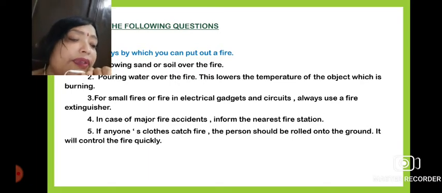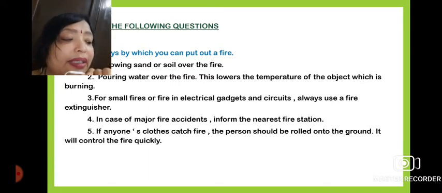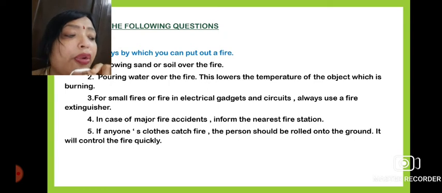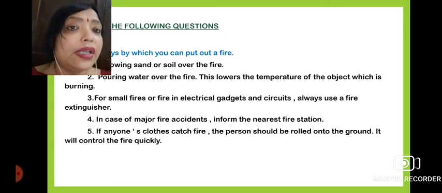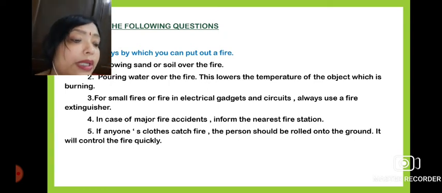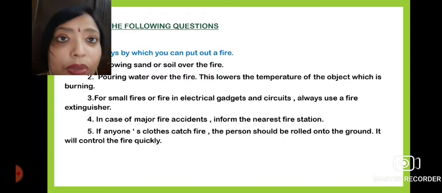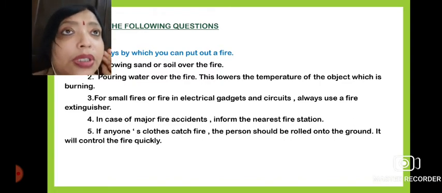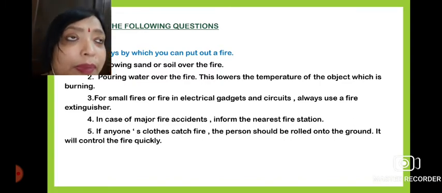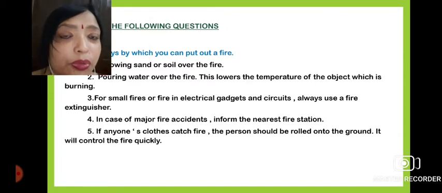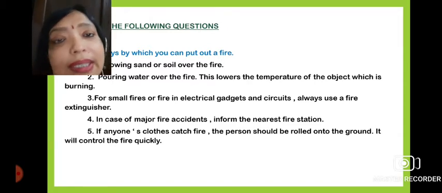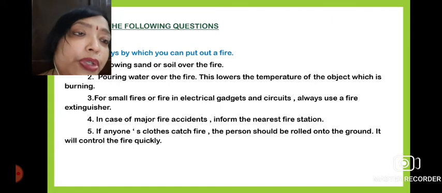And also, if anyone's clothes catch fire, then the person should be rolled on the ground. You know that because rolling will help to reduce or control the fire. So we should not throw water on the fire; rather, we should help the person to drop onto the ground and roll. That will reduce the fire.